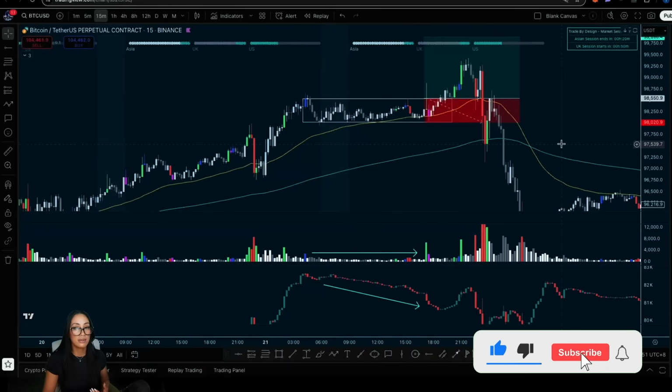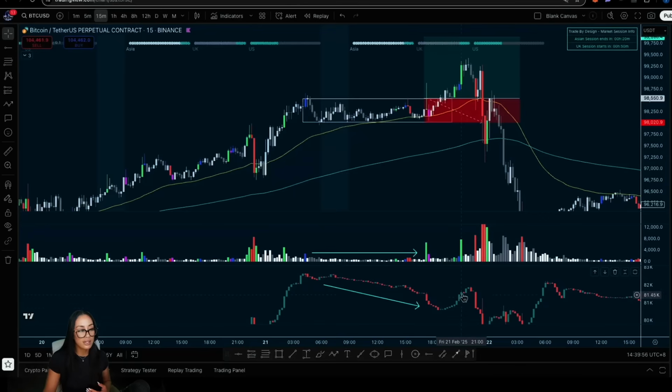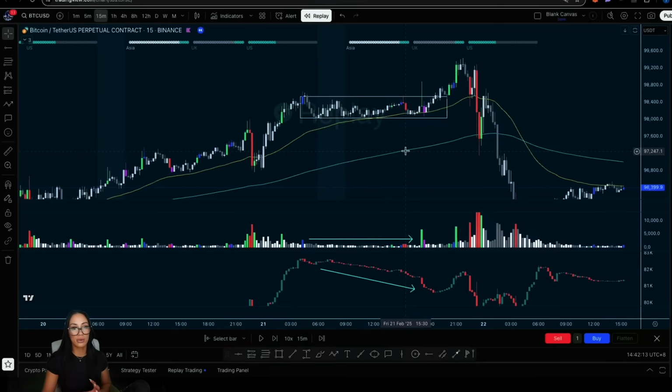But the question is, were retail convinced of this move here? When we look at open interest, yes, we can see that positions were being opened. So how do we trade this?